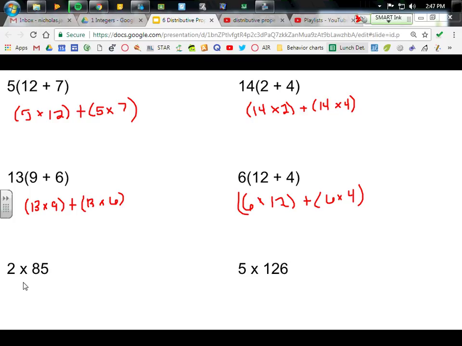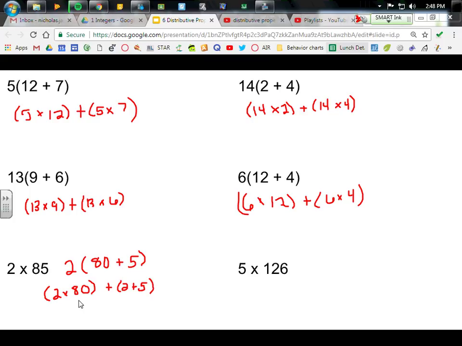So 2 times 85 may not be one that you can do off the top of your head. So if we break 85 down into its place values, it would be 80 plus 5. So I'm just going to rewrite that as two different factors. So we've got 2 times 80 plus 5. All right, now I can distribute. So this is the same as 2 times 80 plus 2 times 5.